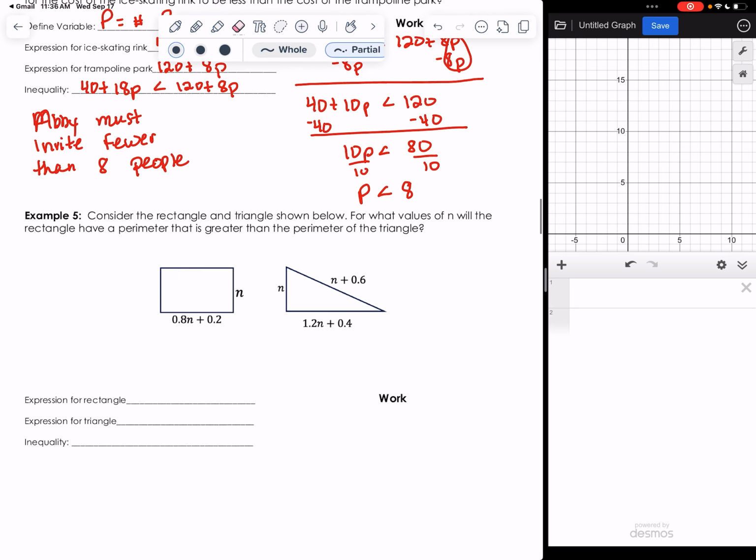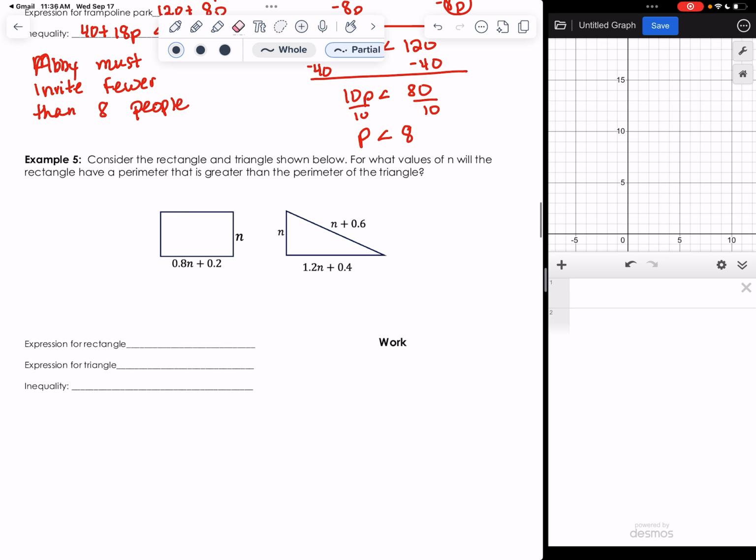All right, example 5. Consider the rectangle and triangle shown below. For what values of n will the rectangle have a perimeter that is greater than the perimeter of the triangle? So let's start with the perimeter of the rectangle. So we know in a rectangle, to find the perimeter, we have to add 4 sides. So I know that side is also n, and this side is also 0.8n plus 0.2.